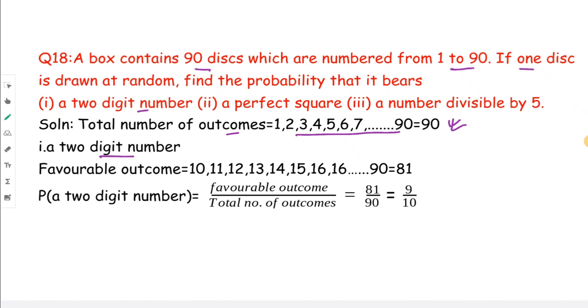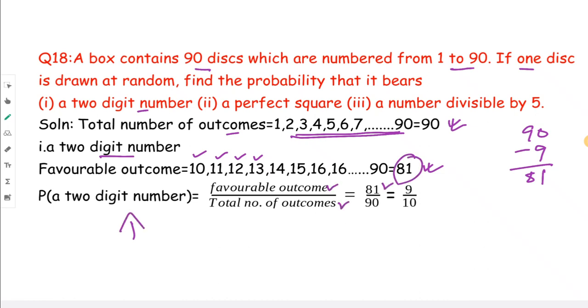So from this 1 to 90, the 2-digit numbers start from 10, right? 10, 11, 12, 13, 14, 15 goes till 90. So how many are there? How do you find this? 90 minus 9, I'll get 81. Why? Because 1 till 9 are all 1-digit numbers, right? So from there I'll get my favorable outcome. So the probability that we'll get a 2-digit number is favorable outcomes by total number of outcomes. What is my favorable outcome? 81, right? Total number of outcomes is 90, which you can divide further and get 9 by 10.